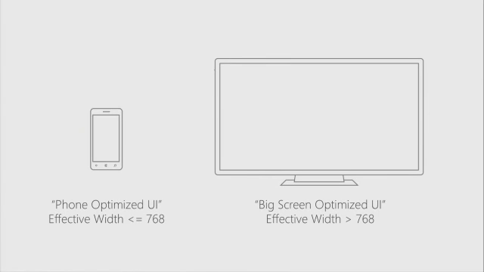This seems kind of arbitrary, but it's actually kind of the line between what devices we consider to be a phone and what devices we consider to be larger displays or not phones. So for any device that's less than 768 effective pixels, again, the user should see phone-centric UI. And for bigger screens, large screen UI.